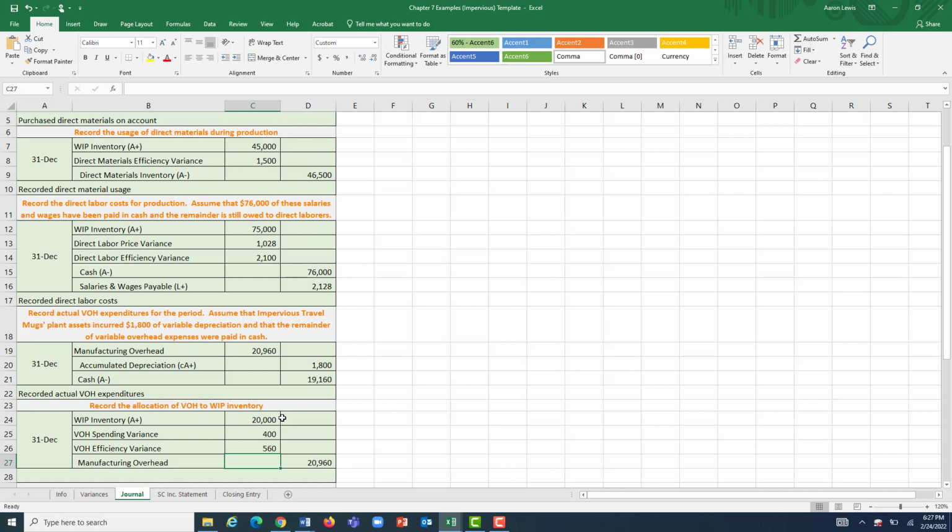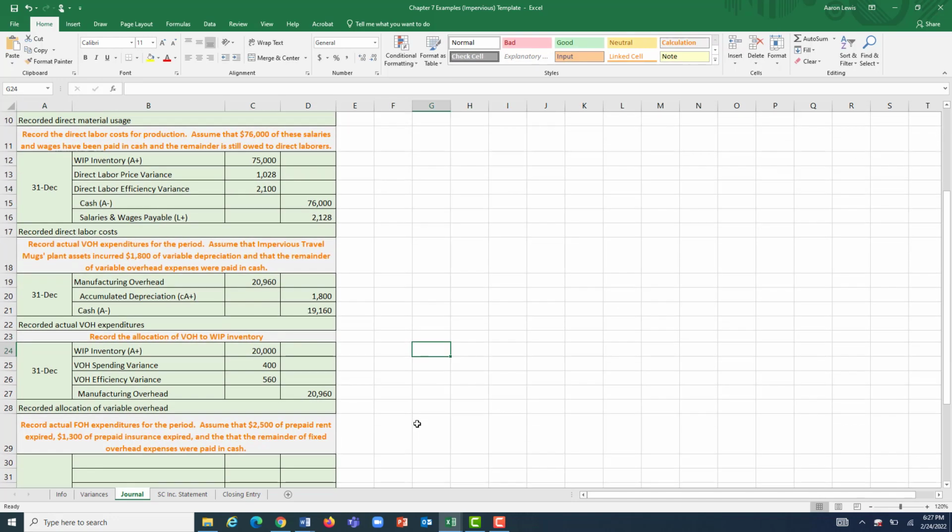We only put $20,000 into WIP using the standard costing system because that's what should have been, but that's not the actual amount of variable overhead we incurred because we both had to spend more in terms of rate, and we incurred more of the driver. We have two unfavorable variances related to variable overhead. And here we recorded the allocation of variable overhead into our WIP. A couple more entries left.